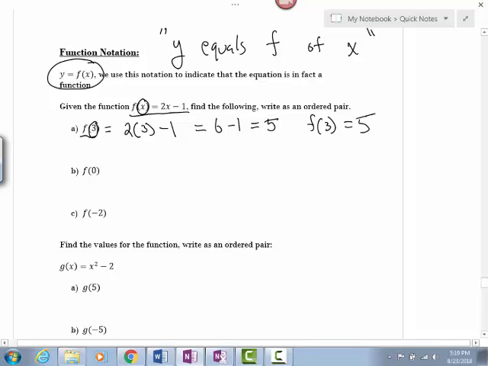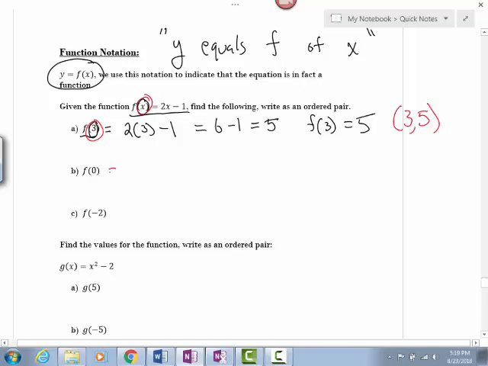And if I were to write that as an ordered pair, again, I want you to notice that where we had the letter x, we plugged in the number 3. So if I were to think about it as a pair, when x is 3, the y number is going to be 5. Okay.